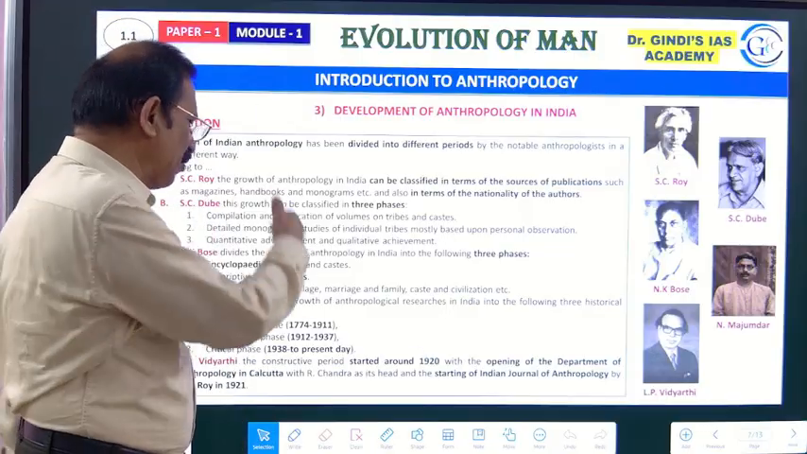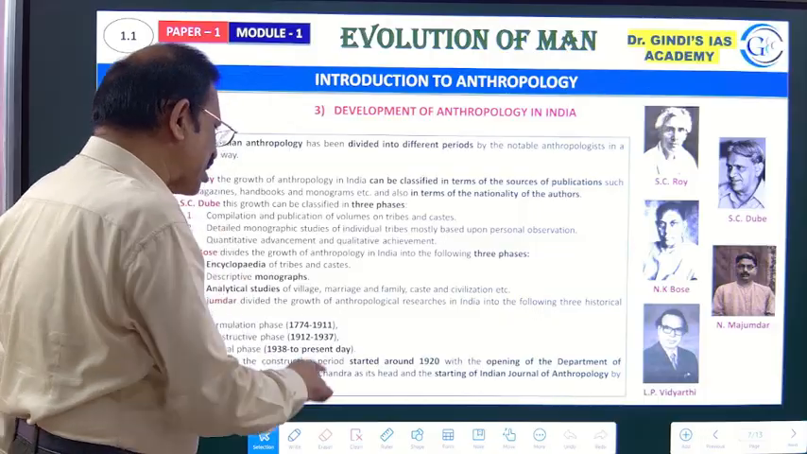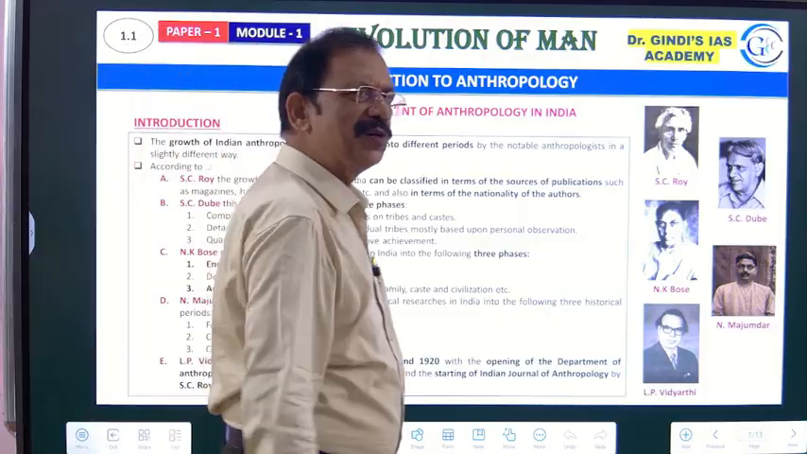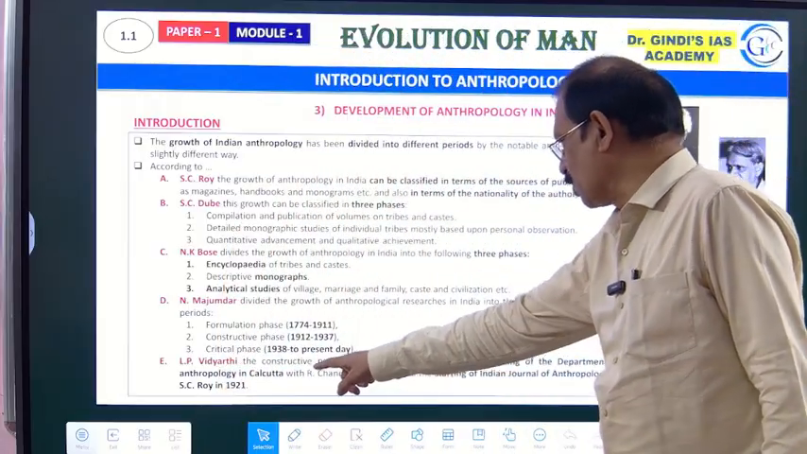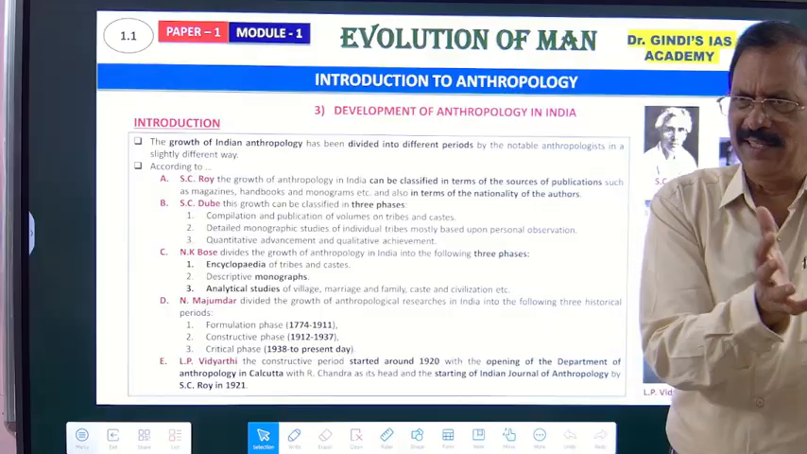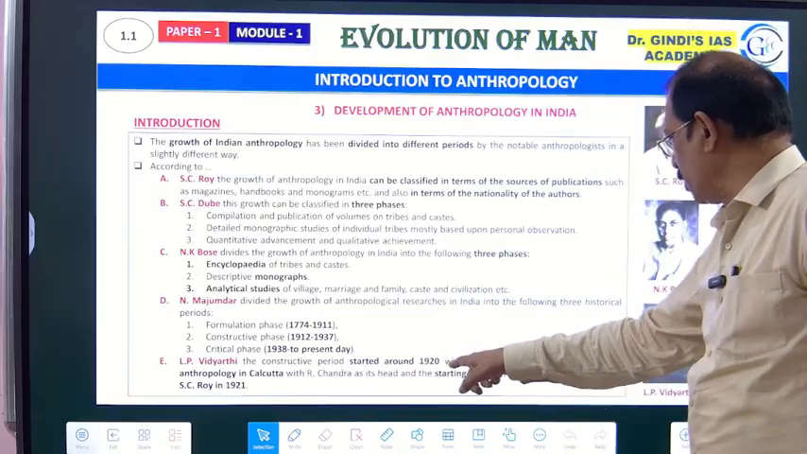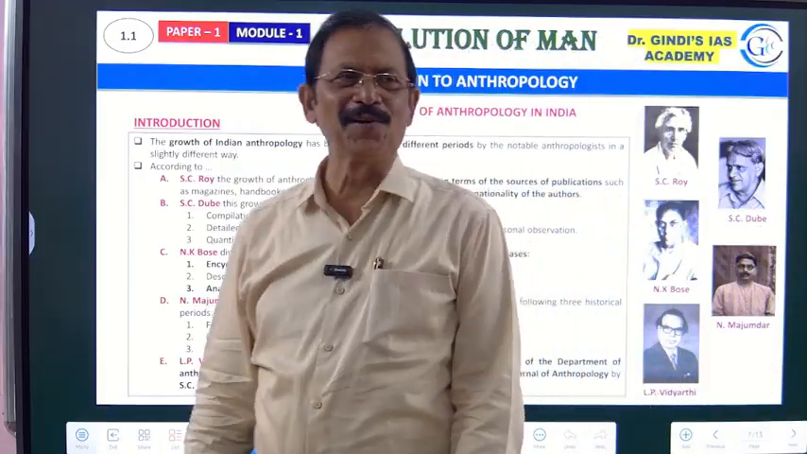So as per L.P. Vidyarthi, the constructive period started around 1920. In 1920, the constructive period, the formation had already started. Construction means they have to construct. So the constructive period started in 1920 with the opening of the Department of Anthropology in Kolkata.